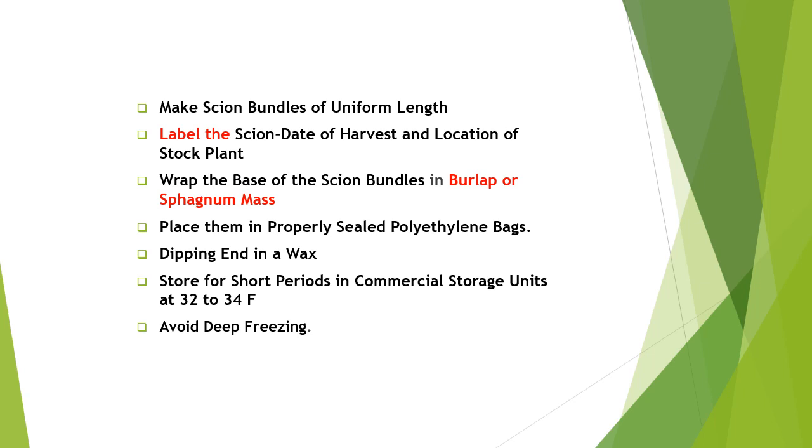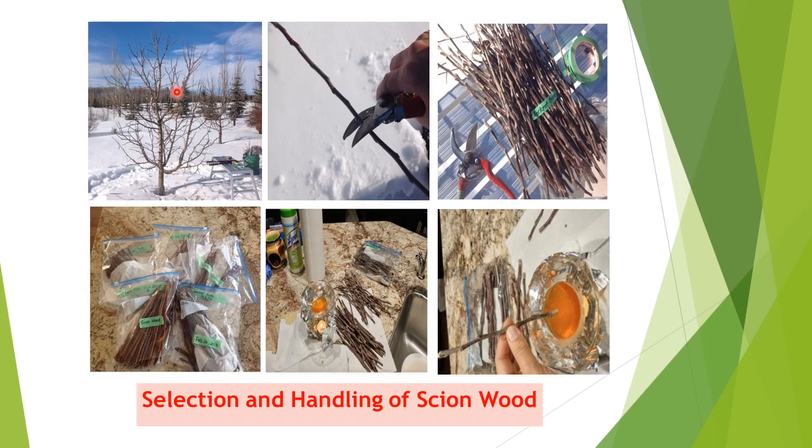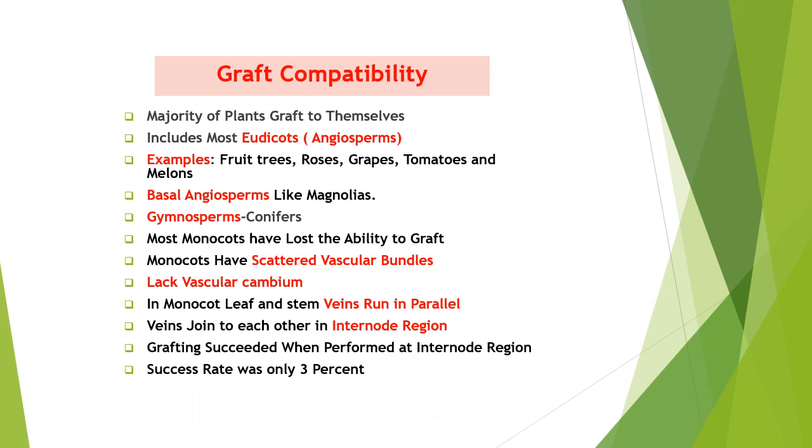That means selection of scion is also very important. You are taking a plant from where you are collecting the scion. So this is how you take a scion piece, and you make them into bundles, and after that you put them into polythene bags, or you can dip both the ends in wax, so that there is no loss of moisture. Of course, you have to remove the wax when you are putting it into a stock. So this is how you select and handle scion wood.